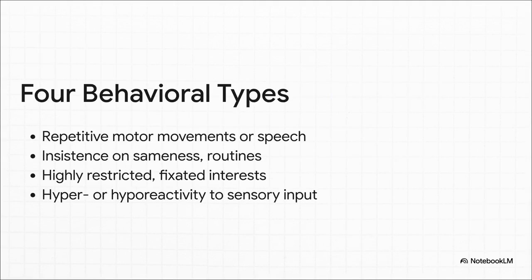And these four types cover a lot of ground. You've got repetitive movements or speech, like hand flapping or echoing phrases. You have an intense need for routine and for things to stay the same. Then there are those highly specific, deep interests, like knowing every single detail about train schedules. And finally, a different way of experiencing sensory input.